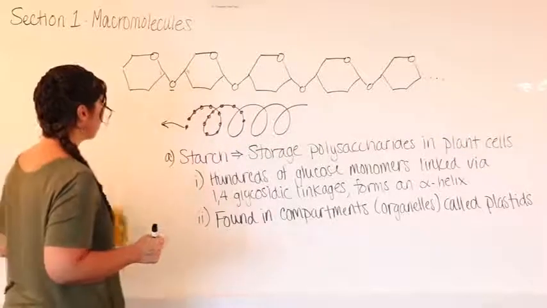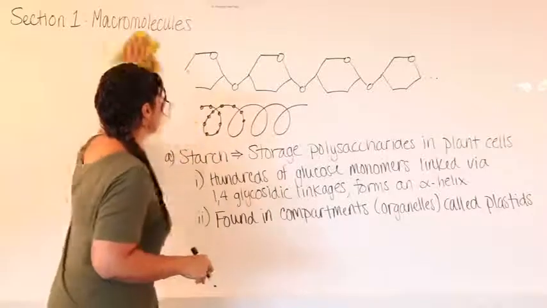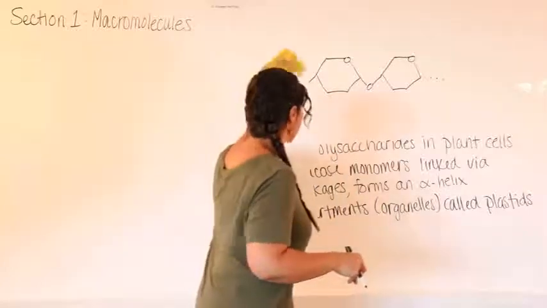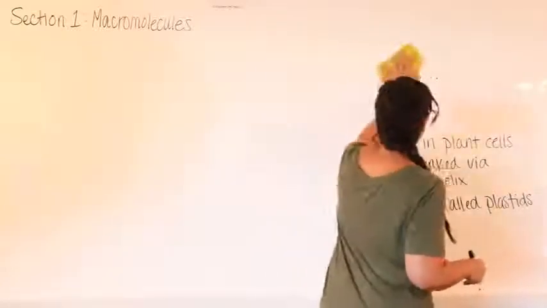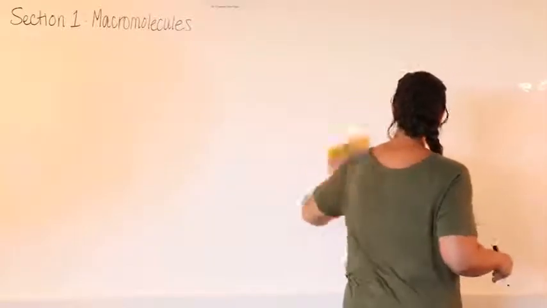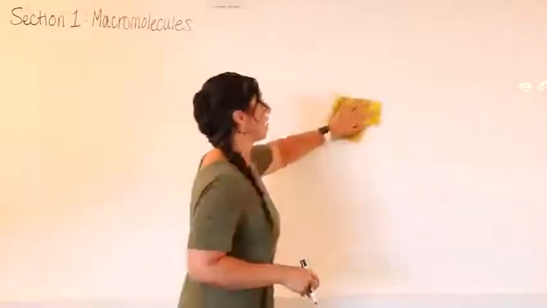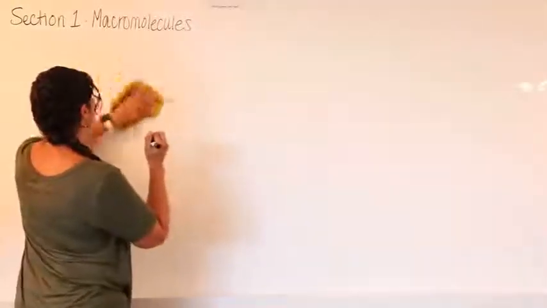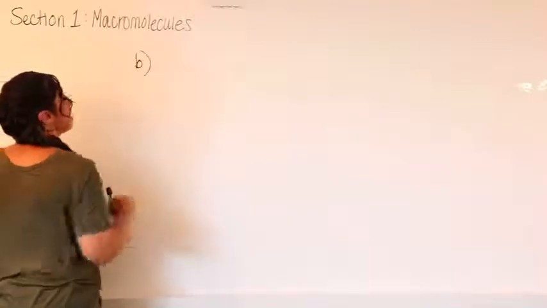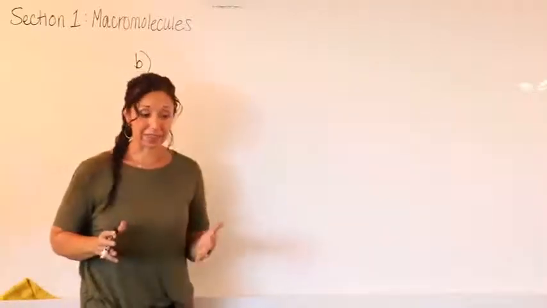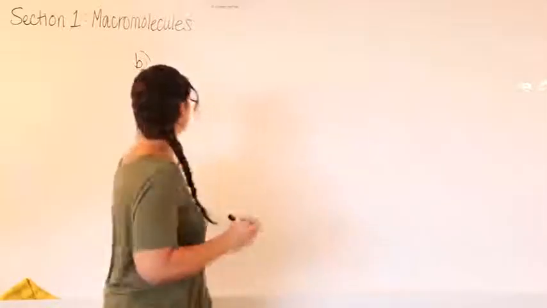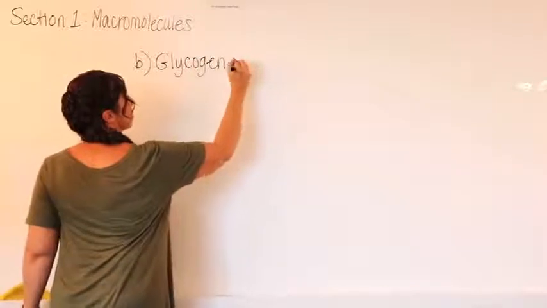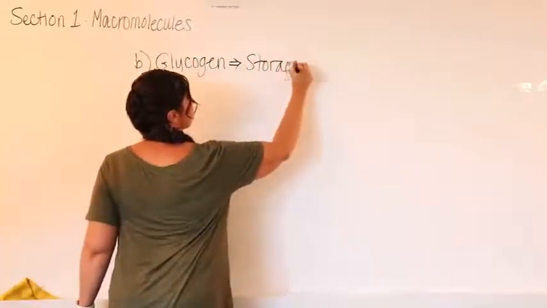All right, next one, little b. This is going to be the storage polysaccharide in animal cells. This one's a little bit different, but very similar. You can see over time as we study these macromolecules that you literally are what you eat. So this is little b. This is the storage polysaccharide in animal cells, and this one is called glycogen.